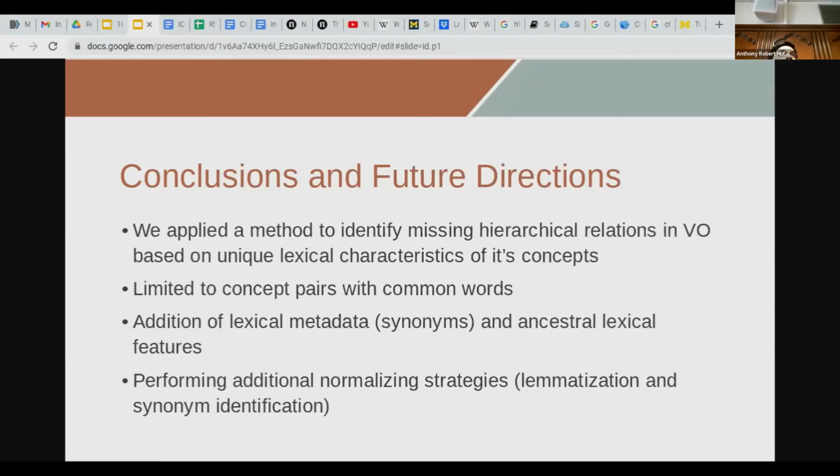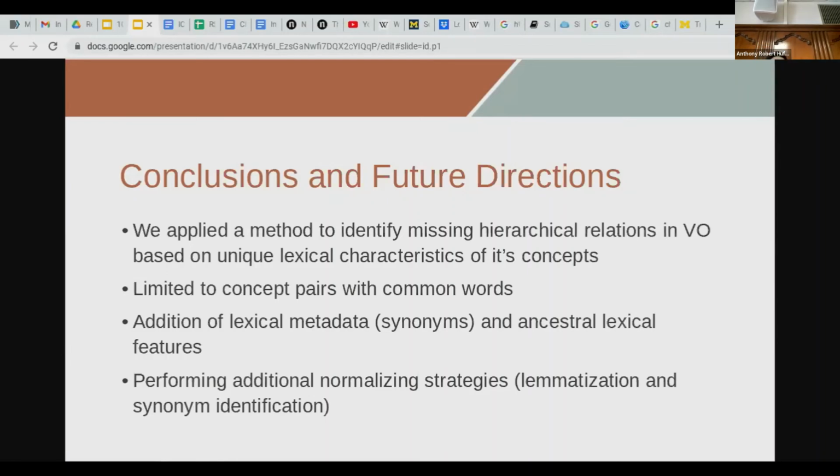But it's a simple and validated method of identifying missing either relationships. What we do have in terms of limitation is that it always has to be concept pairs with common words. So there definitely may be concepts that do not share words, and that may result in an incorrect missing either relation. So in that sense, the net could actually be a little bit wider.